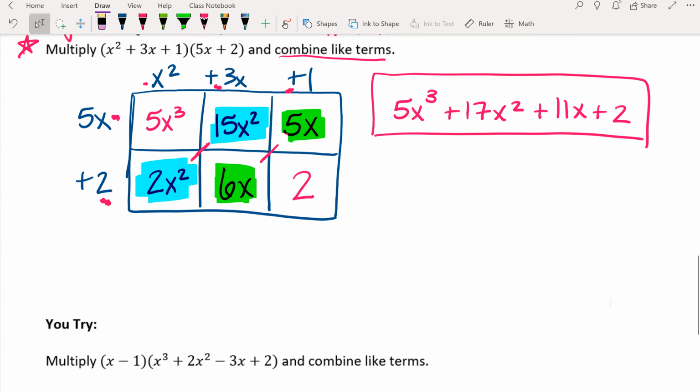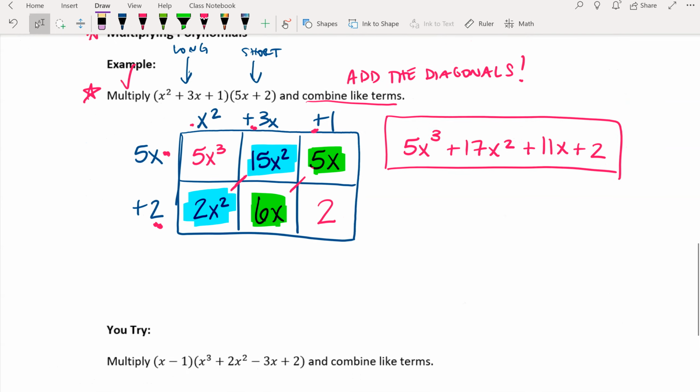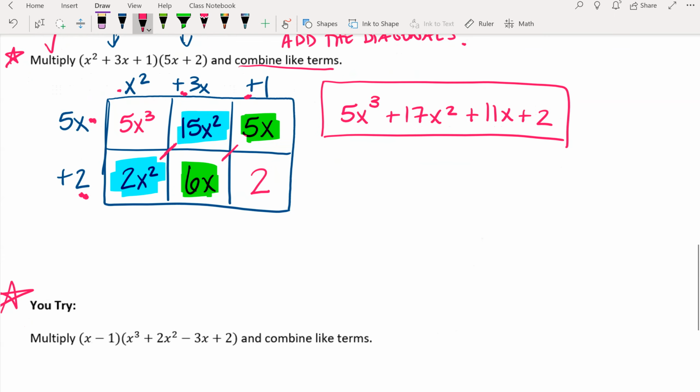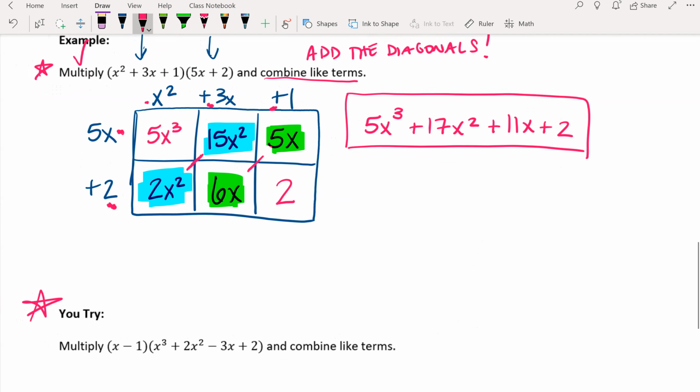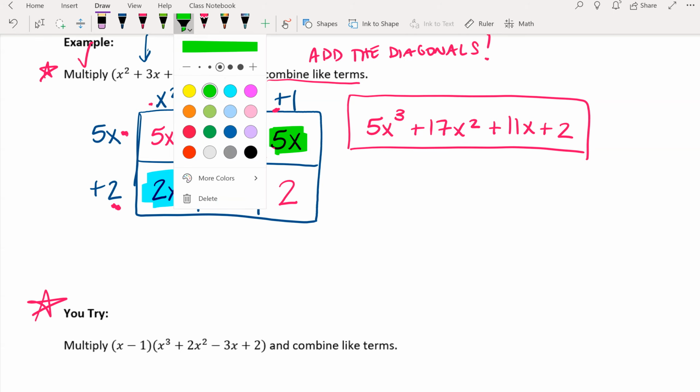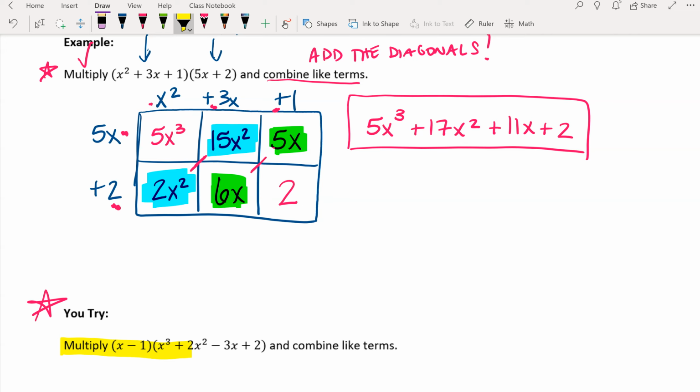Okay, now you try. So I'm going to zoom out so you can see the example still. I want you to try this one. Multiply x minus 1 times x cubed plus 2x squared minus 3x plus 2 and combine like terms. If you're not sure where to look, you're down here. Go.